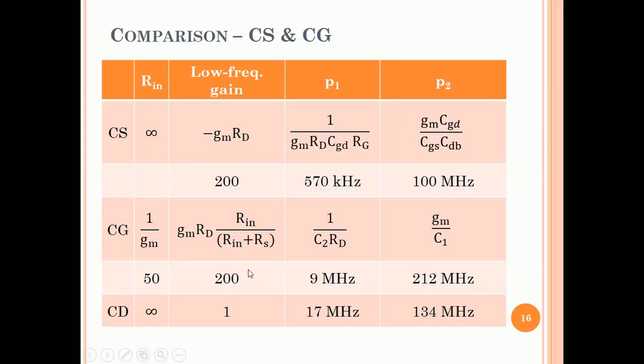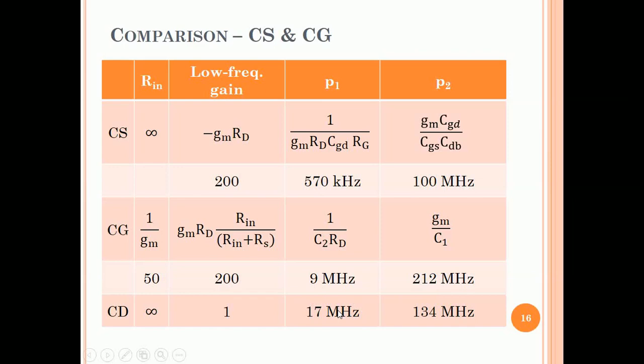Okay, so here's a comparison of all 3 stages, CS, CG, CD. CS, CG we already did. I've added CD. The gain of course is approximately 1. The dominant pole is the highest of all 3 and the second pole is somewhere in between. Overall, the source follower frequency response is far better. That is, the dominant pole is at a much higher frequency compared to the common source and common gate.